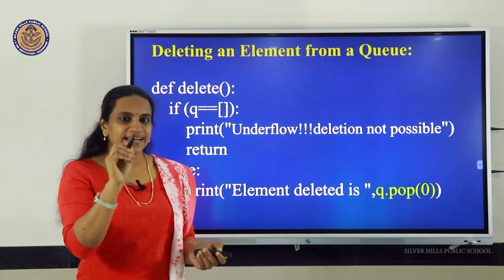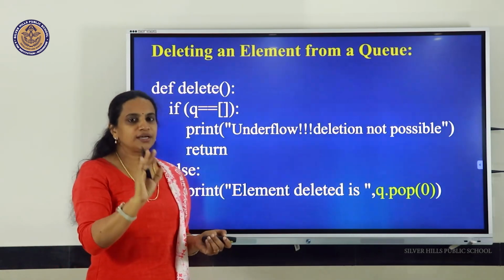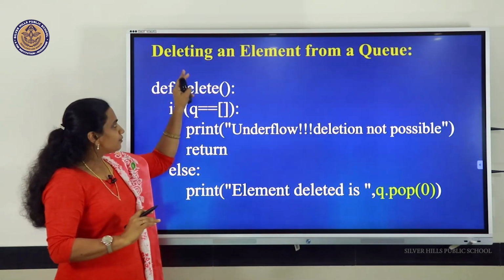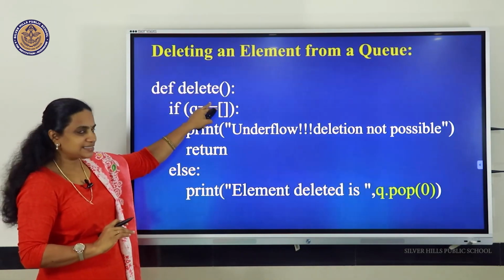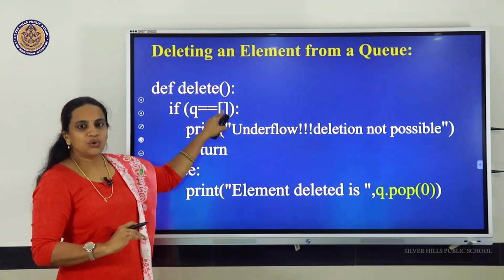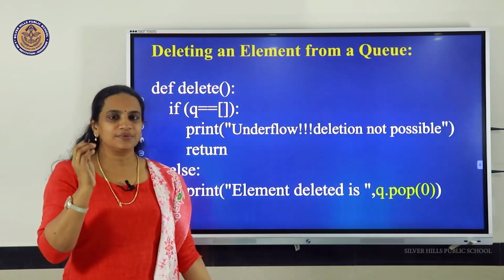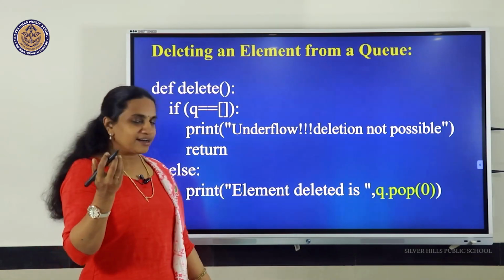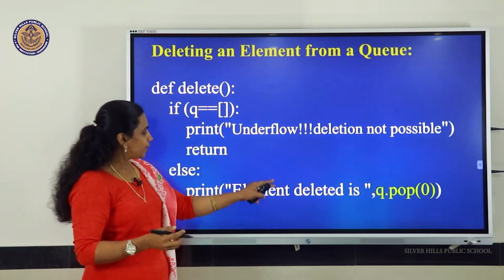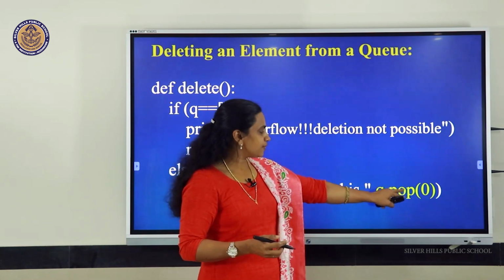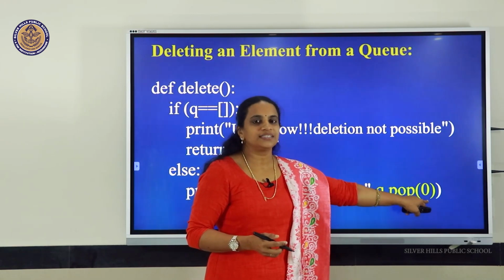0 stands for the index and the element at place 0, that is the first element of the queue. Therefore, in order to perform this delete operation, first you can have a function delete. You can check whether the queue is empty. If the queue is empty, as I said earlier, you can have the message, it is an underflow situation, deletion is not possible. Otherwise, you can delete the first element from the queue by using the built-in command q dot pop of 0.